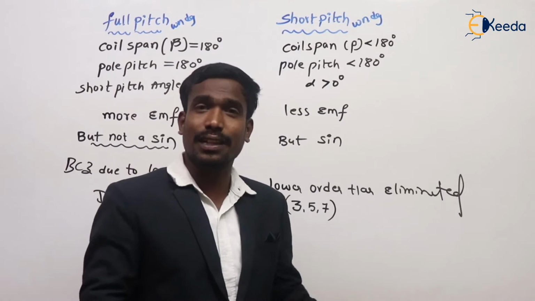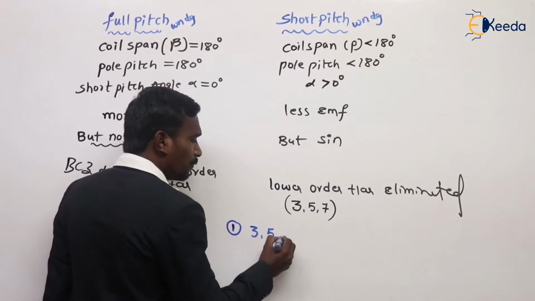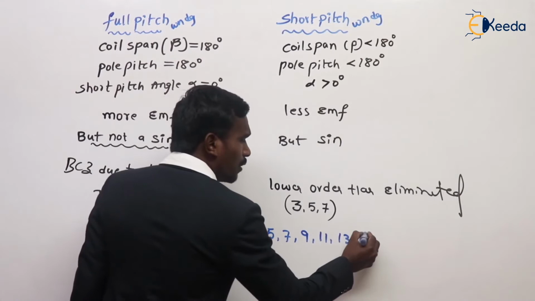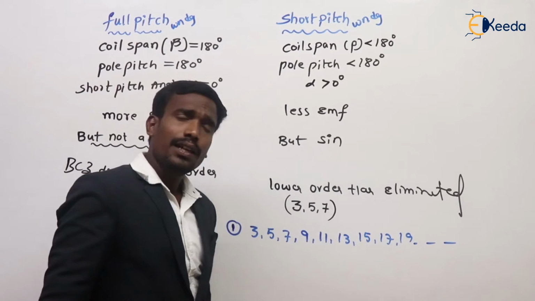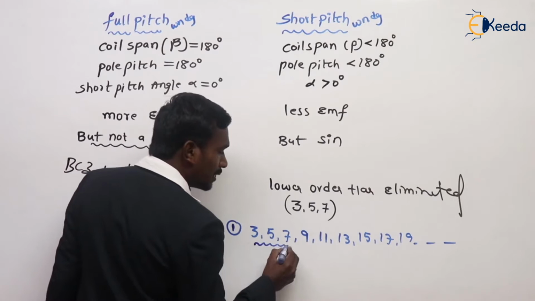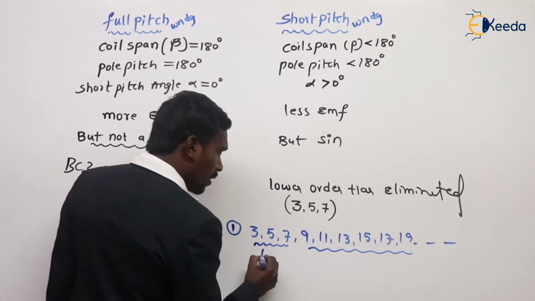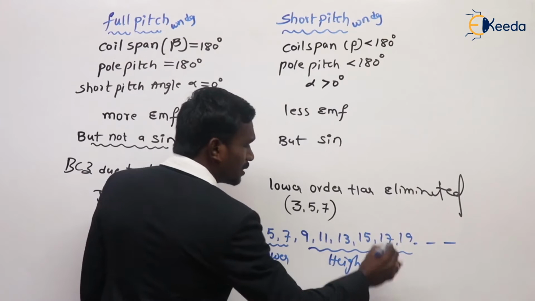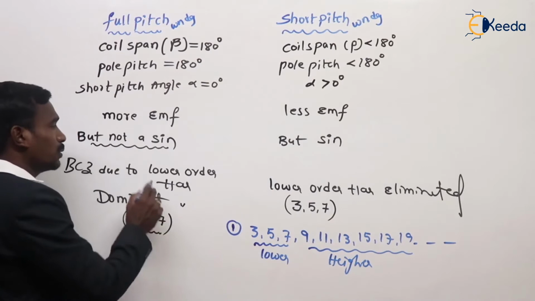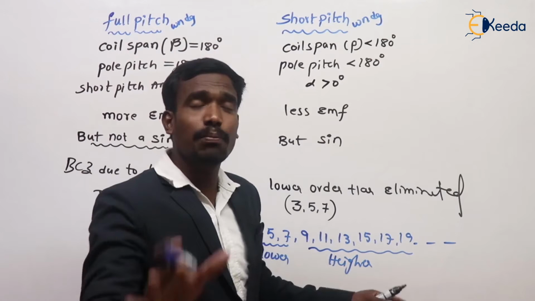In general, one is the fundamental. Other than this, there are 3, 5, 7, and 9, 11, 13, 15, 17, 19. These are the harmonics. Even harmonics are eliminated automatically. These are called dominant harmonics. These are called insignificant harmonics. These are called lower order harmonics. These are called higher order harmonics. Due to these lower order harmonics, the EMF is not sinusoidal. These lower order harmonics are eliminated by using short pitch winding.